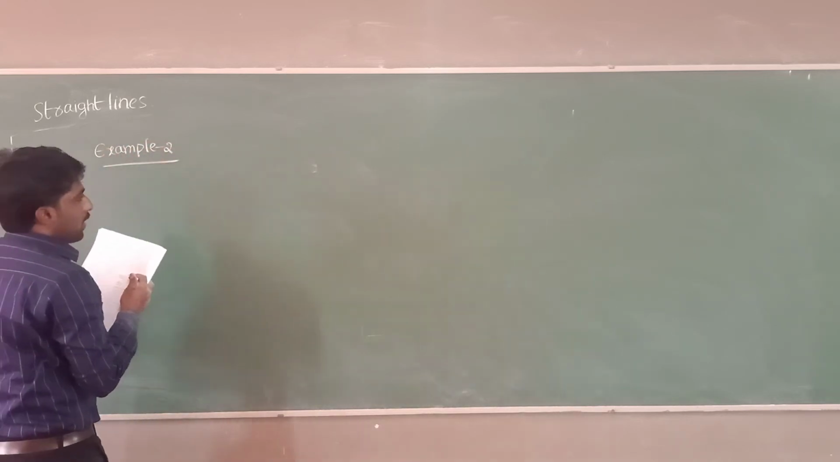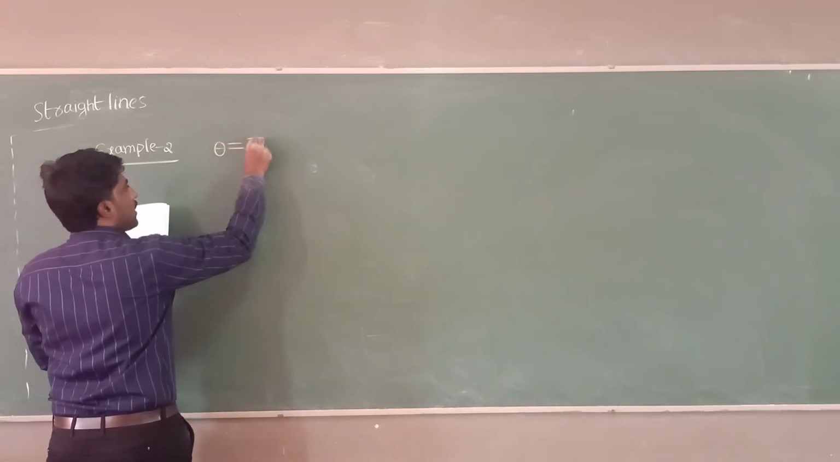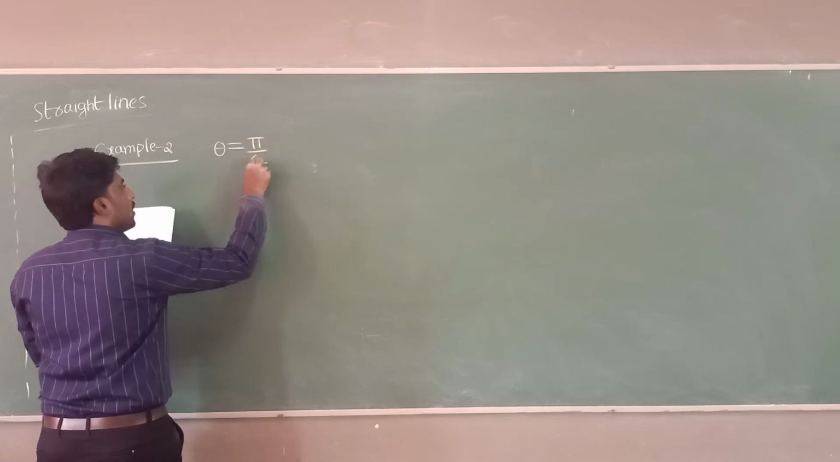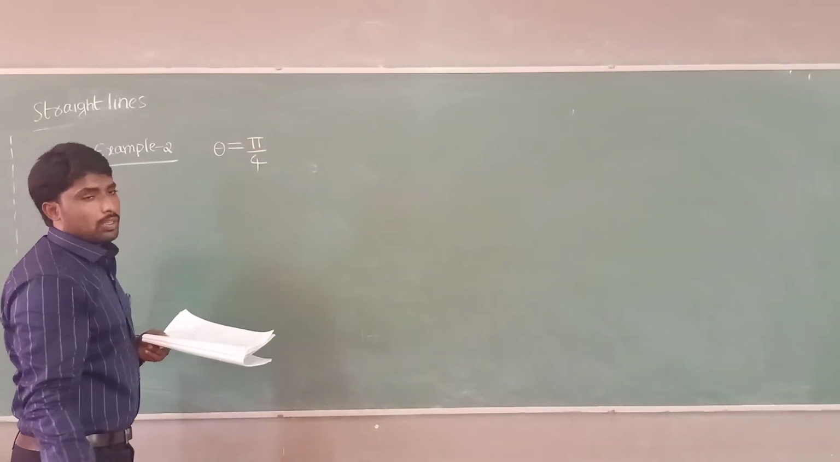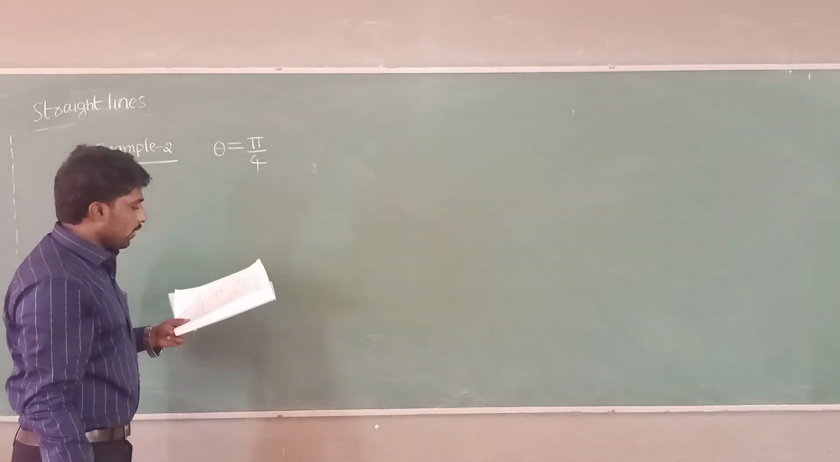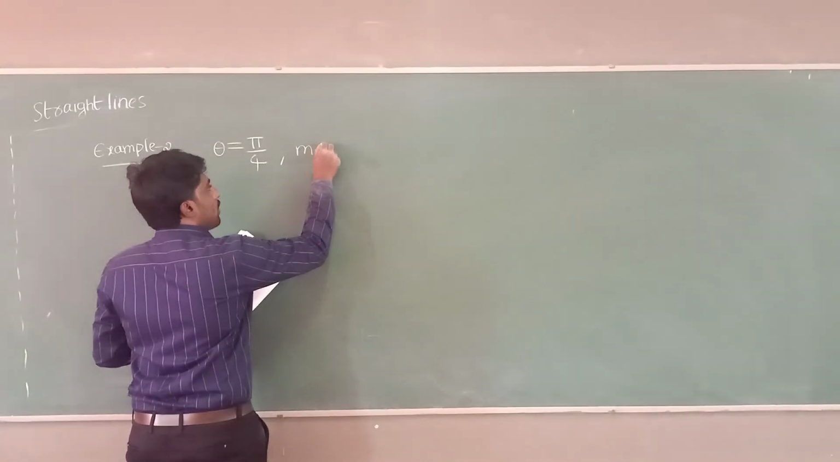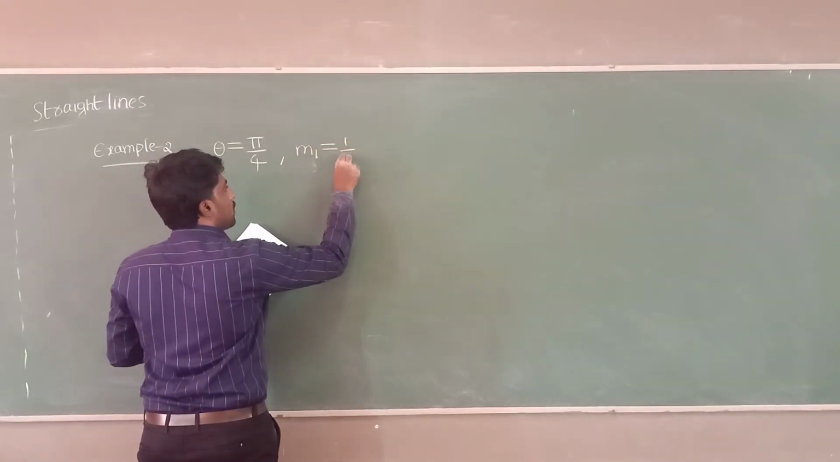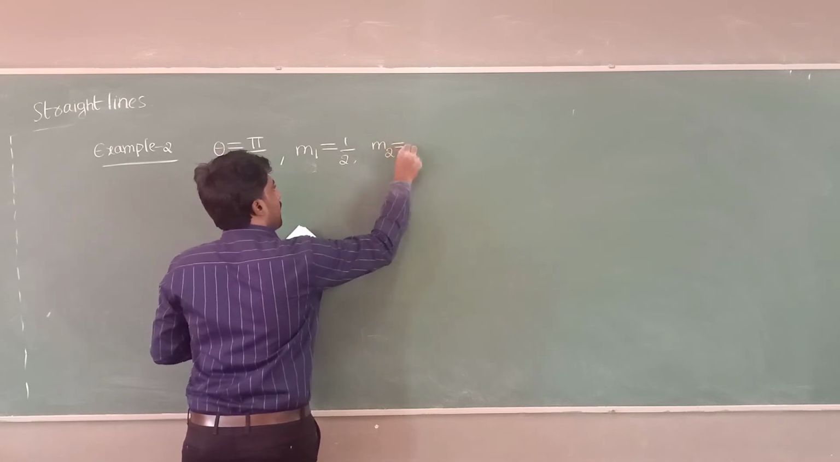Example 2. What are they giving? The angle between two lines, theta equal to pi by 4. They already mention it is an acute angle. Pi by 4 is 45 degrees, which is an acute angle. And the slope of the first line, m1, equal to 1 by 2 is given. They are asking for the slope of the second line.